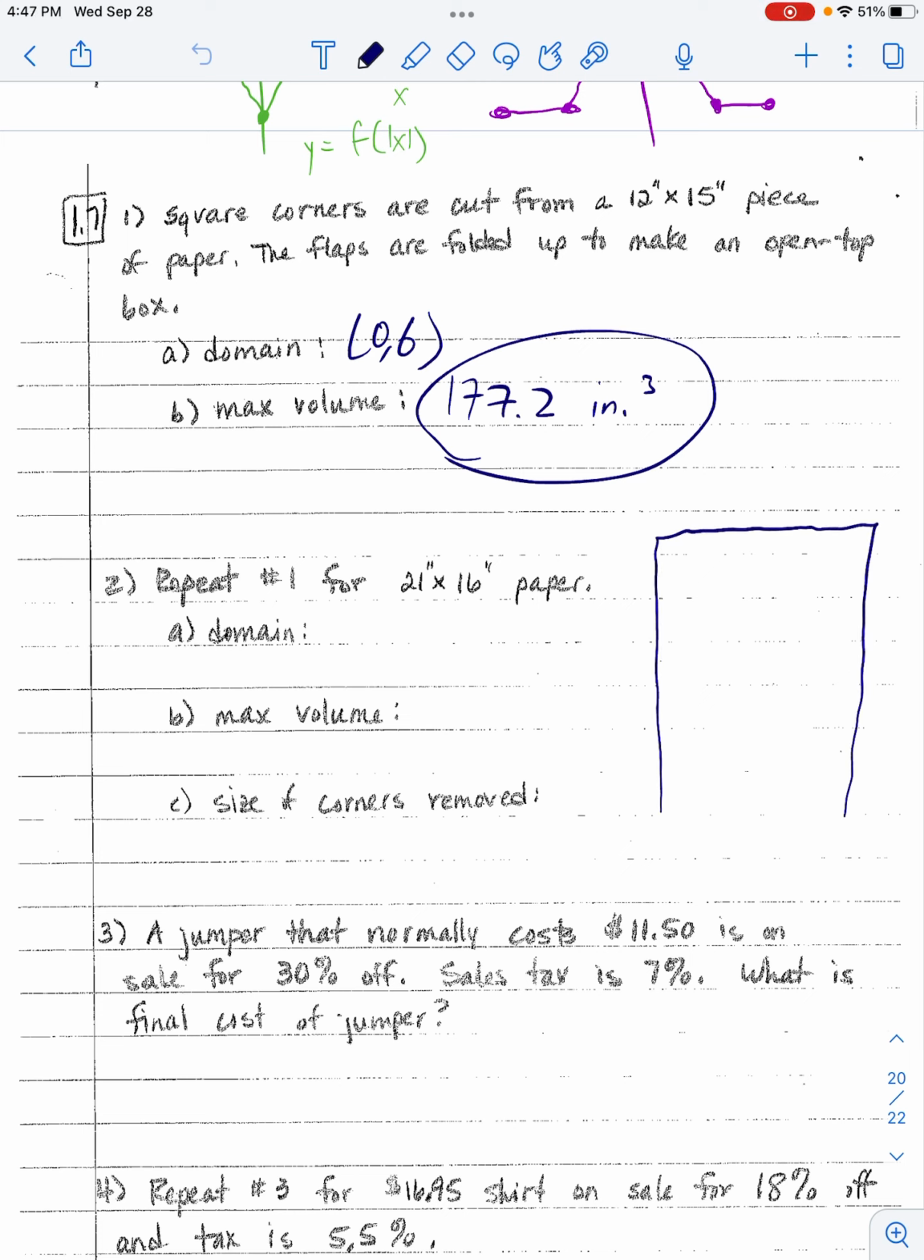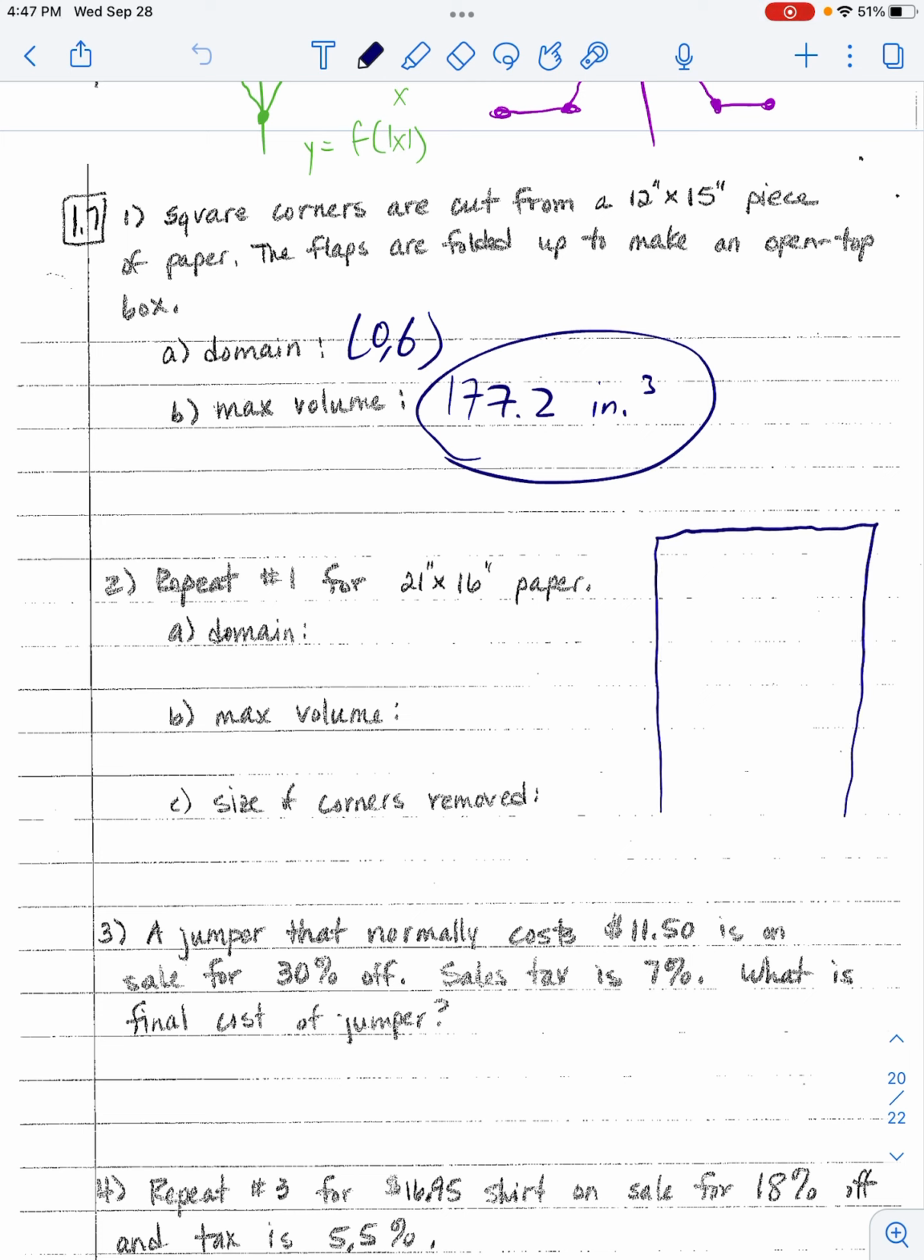All right, so let's come up with a function for the volume of this future box. The volume of a rectangular prism, the volume of our box, is going to be length times width times height. That's going to be the volume of our box. So let's think about this. Let me highlight this in green. What's the length of my box going to be?